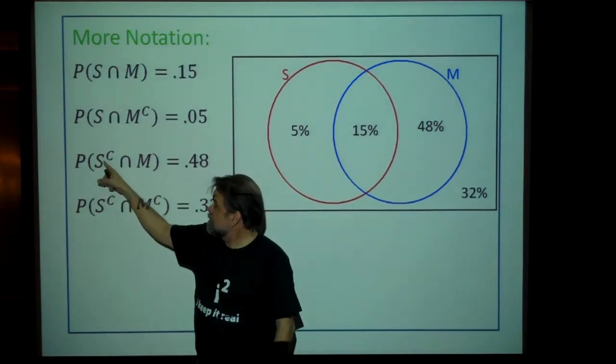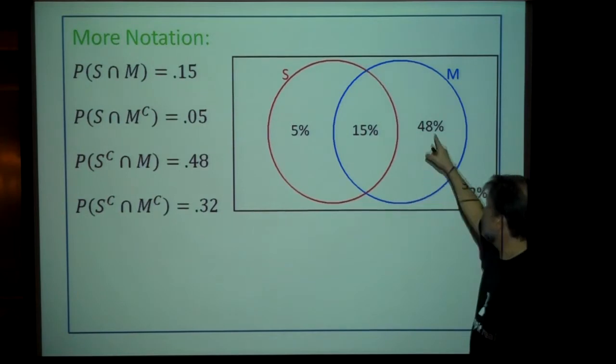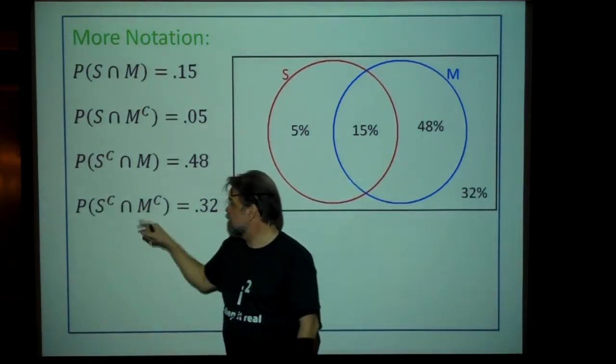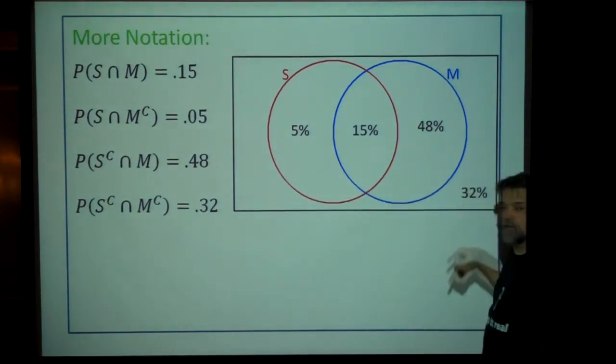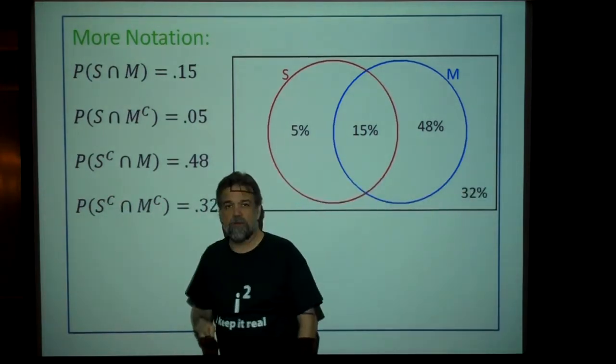The probability that the student does not play soccer and does play music is 48%. That's where that comes from. And finally, the probability that the student doesn't play soccer and doesn't play a musical instrument is 0.32, and that comes from right there, okay? So this is how we write out our probabilities.